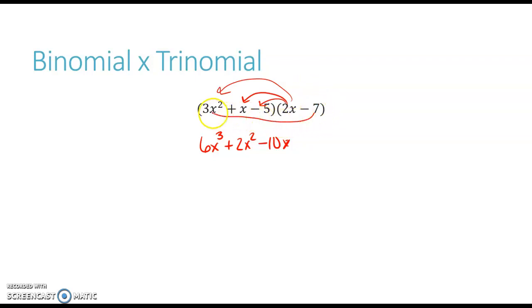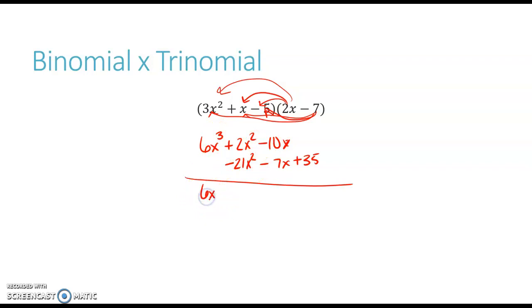So now I'm going to take a negative 7 times 3x squared, so that's going to give us a negative 21x squared. I'm going to take that negative 7 times x, so I get a negative 7x, and then negative 7 times negative 5, which is a positive 35. And then because I've already lined up my like terms, I just have to add down.